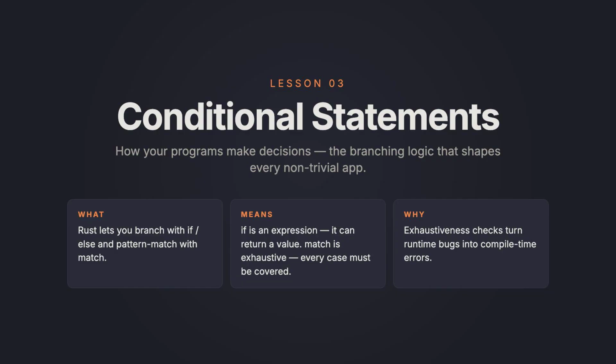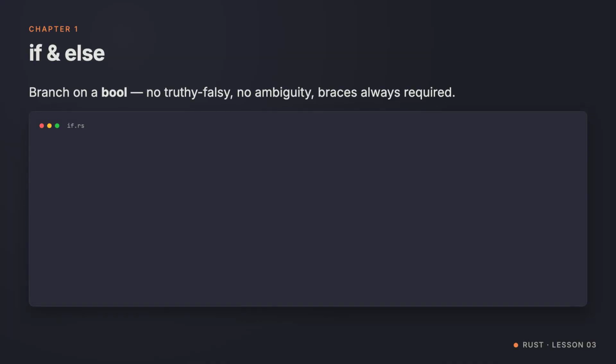By the end of this lesson, you'll know when to reach for each and how Rust's type system uses these constructs to eliminate whole categories of bugs before you ever run your code. Let's start with the familiar part.